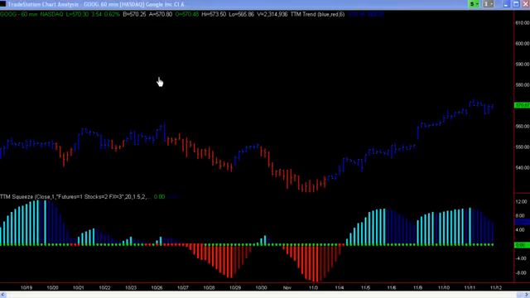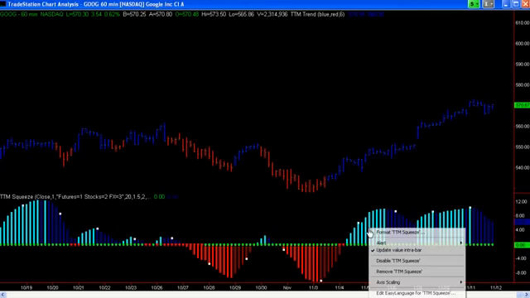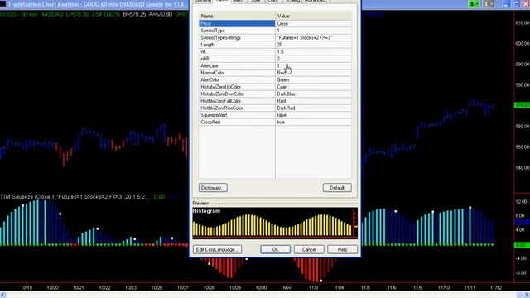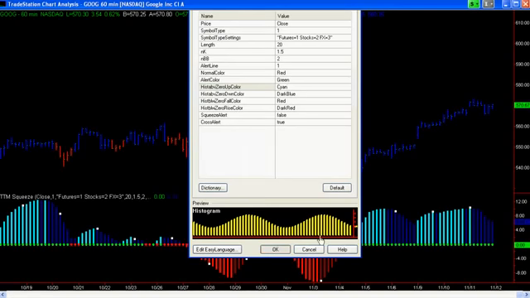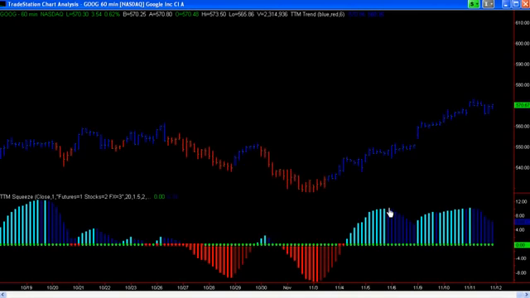I've got this one set up as kind of a little bit different here. For the TTM squeeze, what I did here is I went and formatted the squeeze, and I changed the zero up color right there to cyan. Normally it's just blue. That way it stands out, and when it goes darker blue, it stands out a lot more.